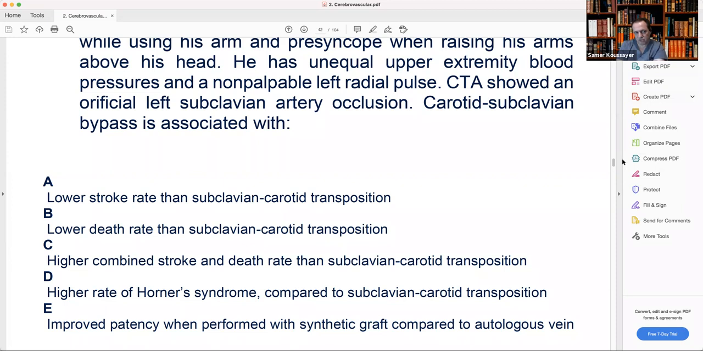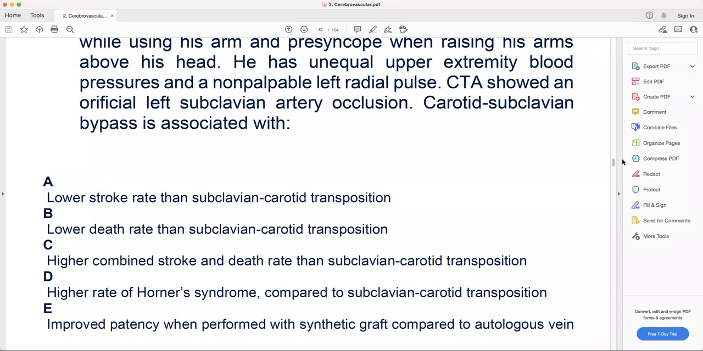What are you gaining from this procedure? The only thing you gain is that you don't put a graft, that's all. But if you look at the patency, all the studies show no difference. That is why most people stay away from the transposition. Now most people do carotid subclavian bypass. Let's go through the question.